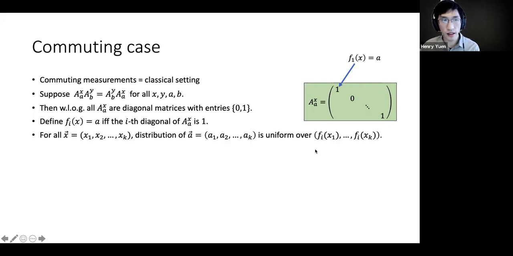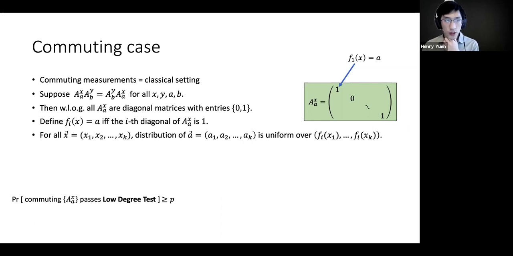And if I define these functions this way, then the distribution of outcomes from performing these quantum measurements with these commuting measurements is just uniform over these deterministic values. You can imagine that the box first samples f sub i for a uniformly random i, and then once that's fixed, just evaluates f sub i on the requested points.